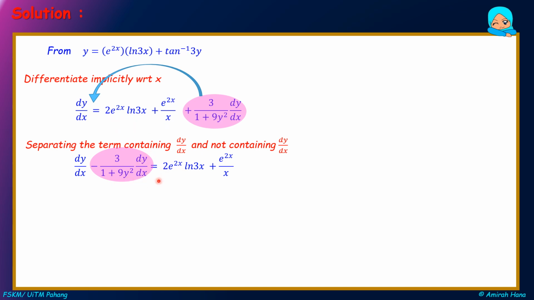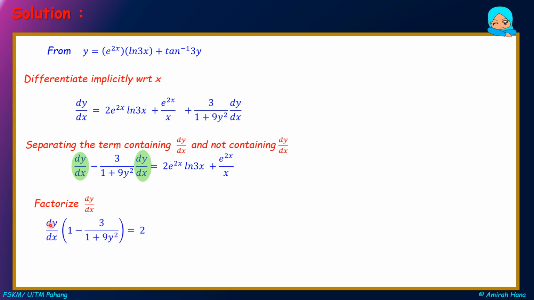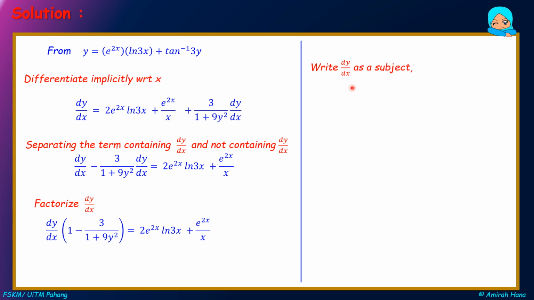And then the right hand side equals 2e to the power of 2x ln 3x plus e to the power of 2x over x. And from here, we can factorize dy over dx. We have dy over dx here on the left side. So we factorize, and we get dy over dx in bracket 1 minus 3 over 1 plus 9y squared. Then the right hand side equals 2e to the power of 2x ln 3x plus e to the power of 2x over x.